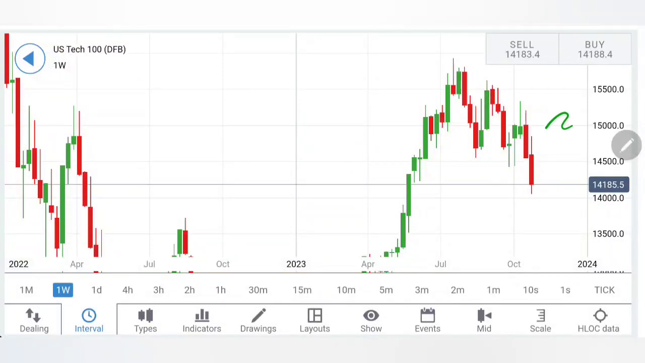Nasdaq 100 yielded a second bearish week in succession. I had mentioned in my last weekly review that once it stays below the 14,500 and 400 zone, the chances for it to approach towards 14,000 levels will increase. Precisely, it has gone close to 14,080 before closing the week at 14,180.